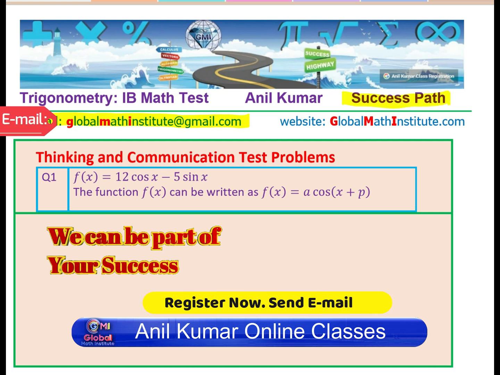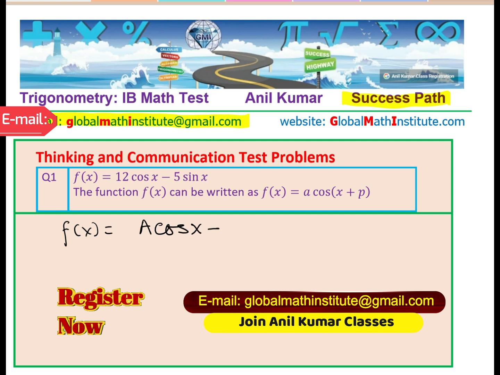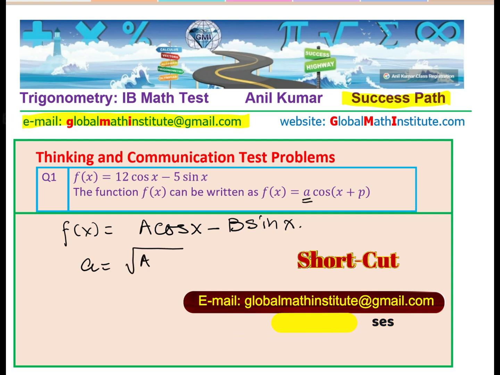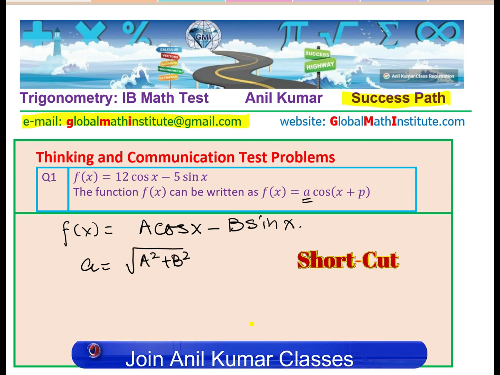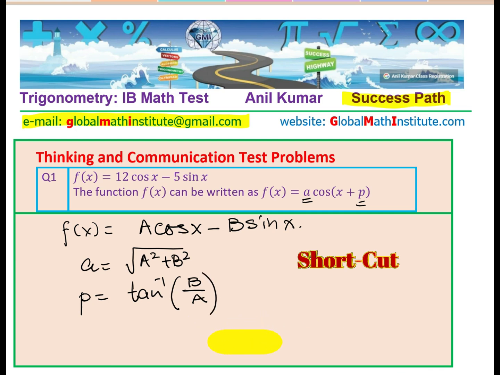Now, let me just give you a shortcut method. If you're given a function f of x equal to anything, let's say capital A cos x minus b sine x, right? In that case, the amplitude A, which we're talking about, will be square root of a square plus b square, and the value of P is going to be tan inverse of B by A. Makes sense. So that gives you the simple harmonic motion formula.